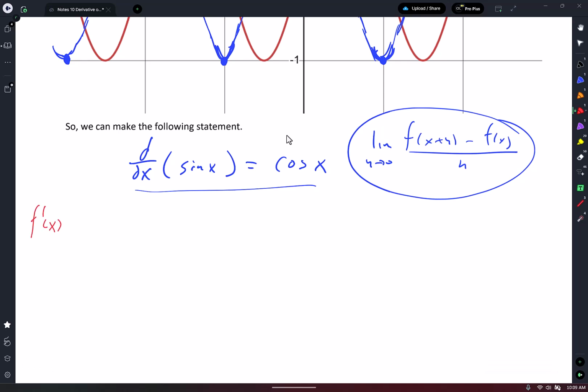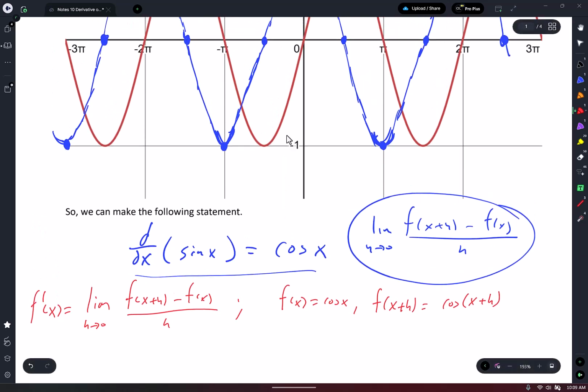f prime of x equals the limit as h approaches 0 of f of x plus h minus f of x, all over h. But you don't want me to do sine x. You want me to do cosine x, right? Okay, so if f of x is cosine x, then f of x plus h is cosine of x plus h. We still okay?